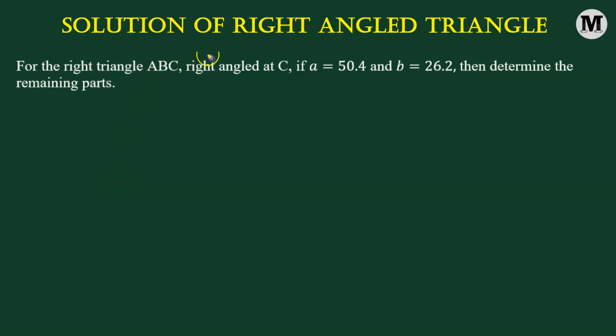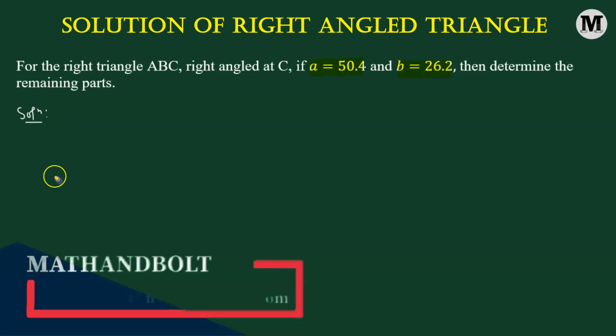For the right triangle ABC, which is right angled at C, if a equals 50.4 and b equals 26.2, then determine the remaining parts. Okay, let us begin. First, let's try to understand the problem graphically.